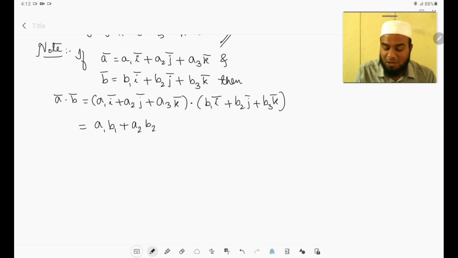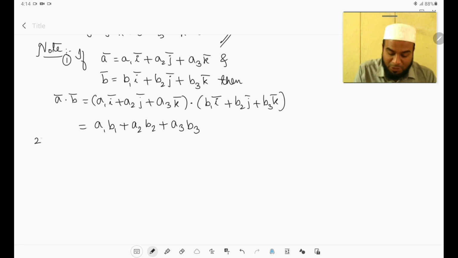So why is j bar dot j bar becoming 1? Just now we have seen that i bar dot i bar will be 1, j bar dot j bar will be 1, and k bar dot k bar will be 1. Remaining all other dot products will be 0. So similarly, what will happen for the third one? We will get a3 b3, right? This can be considered as the first point. So a bar dot b bar is nothing but a1 b1 plus a2 b2 plus a3 b3, where a1, a2, a3 are the components along i bar, j bar, k bar or x, y, z axes for vector a bar. Similarly, b1, b2, b3 are the components of vector b bar, right?